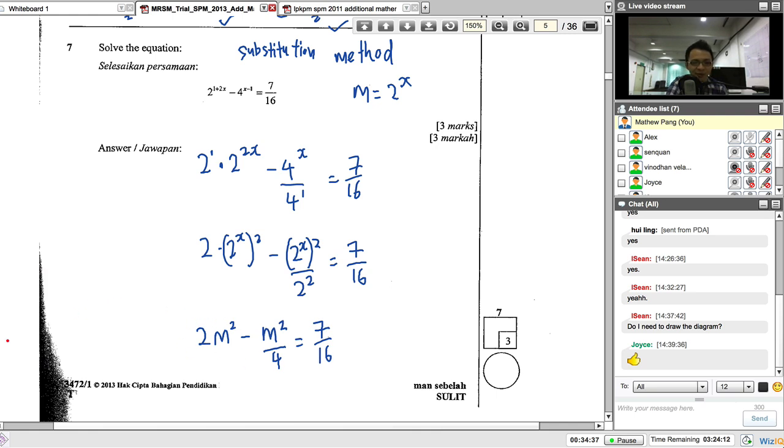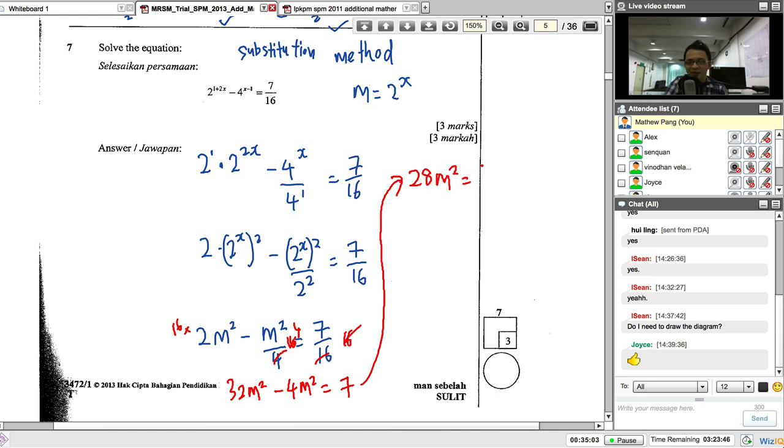I multiply 16 here. I multiply 16 here. So this one is cancelled. So this one is 32m squared. 16 and 4 I simplify, it is minus 4m squared equals 7. Alright, so this one is just minus. If I subtract, I will have 28, isn't it? 28 m squared is 7, so m squared is 1/4. 4, 7, 28, right? Yes, correct.